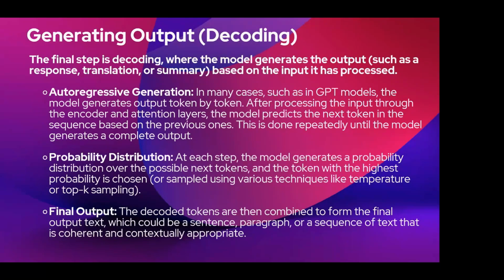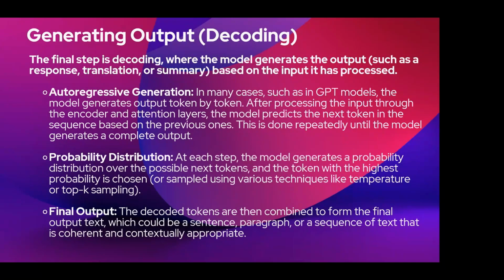So here we use autoregressive generation. In many cases such as GPT, the model generates output token by token. After processing the input through the encoder and attention layers, the model predicts the next token in the sequence based on the previous ones. This is done repeatedly until the model generates a complete output. So it will first understand the sentence and the output is generated token by token. It is a repeated process and takes place until the job is done.